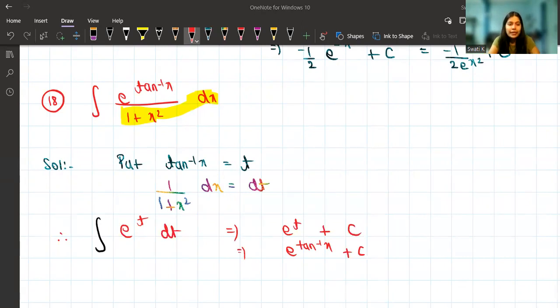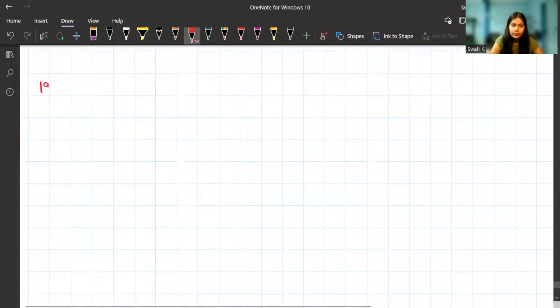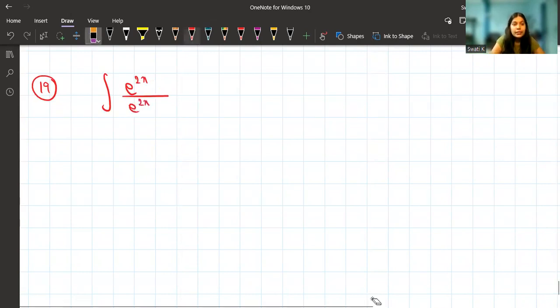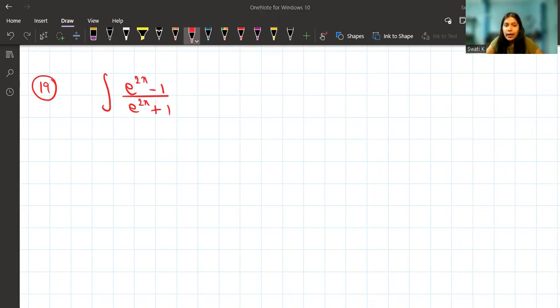Okay, now let's move to the 19th question. In the 19th question, we have to integrate e raised to 2x minus 1 upon e raised to 2x plus 1. There was a mistake: this minus 1 and plus 1 are not on the power. Before we substitute, we are going to simplify it. Why? Because that will make our solution much easier. So what are we going to do?